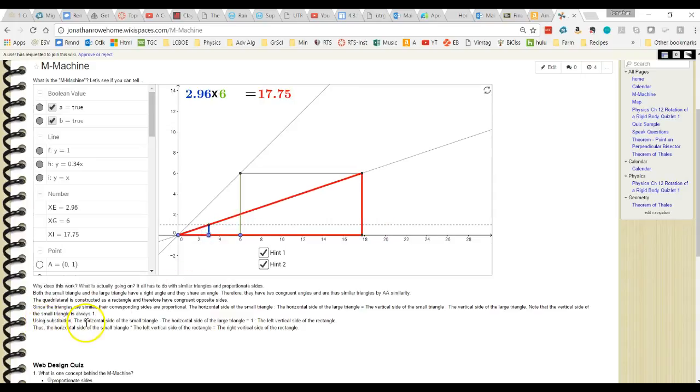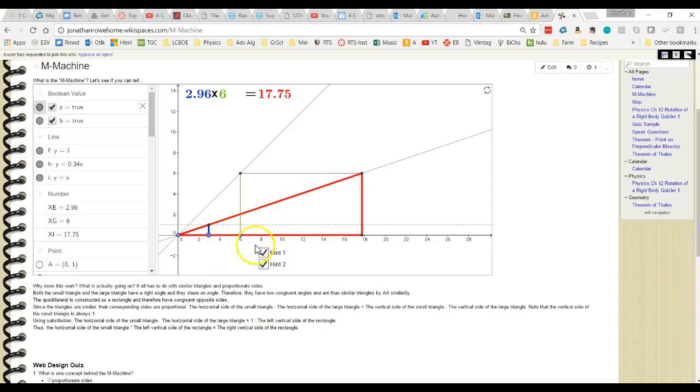So now we can use some substitution. The horizontal side of the small triangle is to the horizontal side of the large triangle, just as 1, which we already know, is to the left vertical side of the rectangle. That's this one. And that was the same as this one, remember. Thus, the horizontal side of the small triangle times the vertical side of the rectangle, left vertical side, that is, equals the right vertical side of the rectangle.